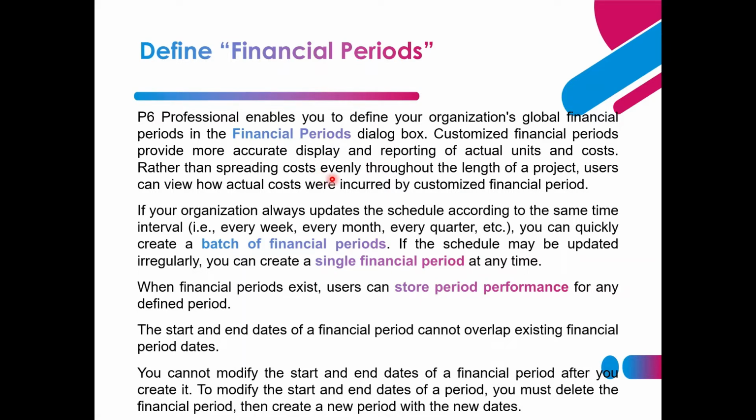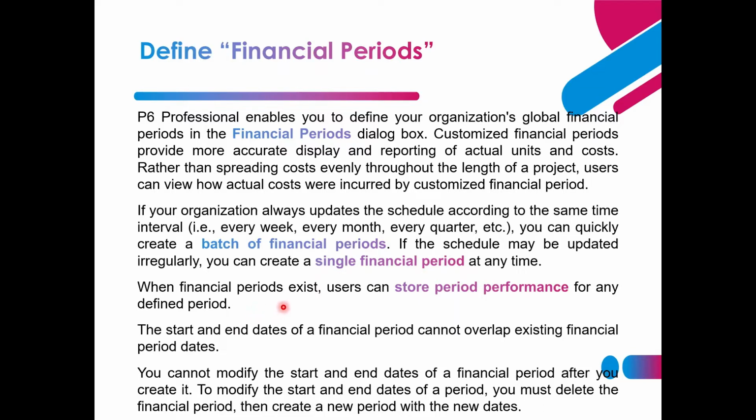Rather than spreading costs evenly throughout the length of the project, users can view how actual costs were incurred by customized financial periods. If your organization always updates the schedule according to the same time interval, that is, by weekly or every month or every quarter, you can quickly create a batch of financial periods. If the schedule may be updated irregularly, you can create a single financial period at any time.